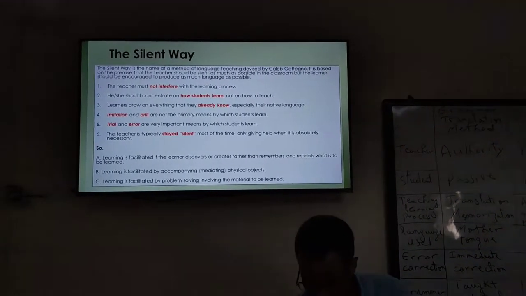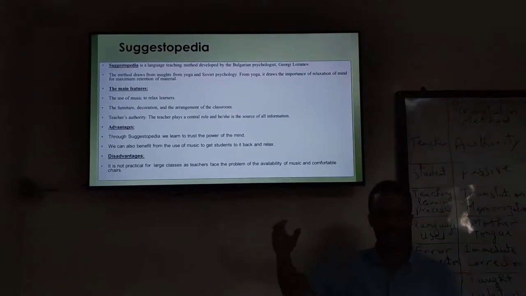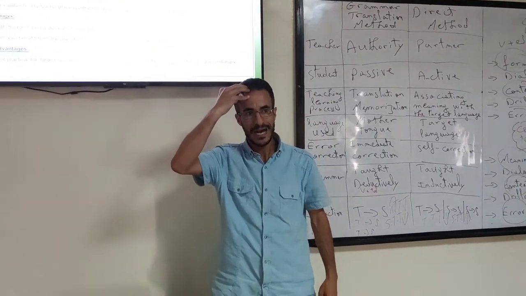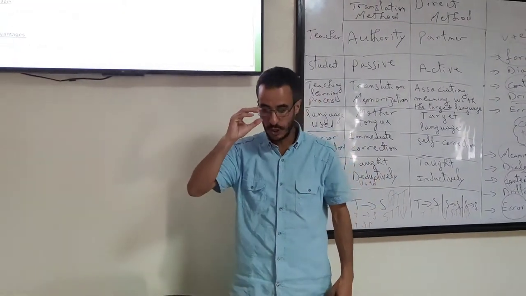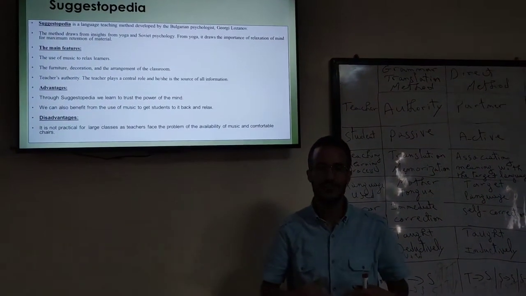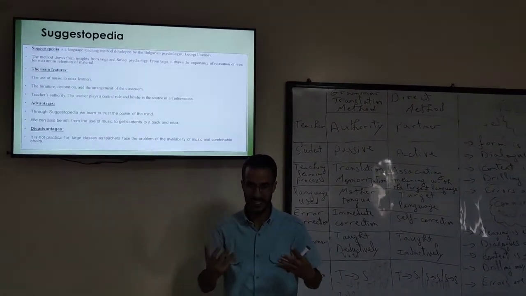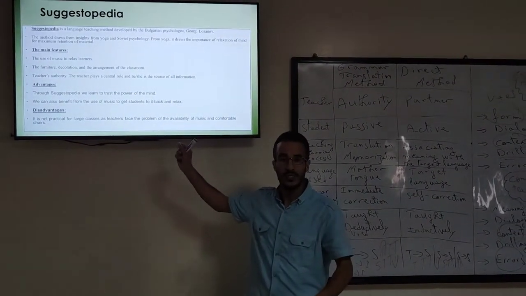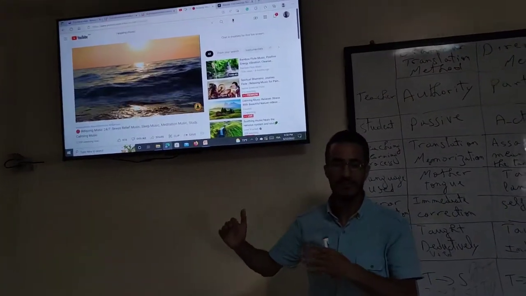Great. The last one is suggestopedia, which means that the most important is the mind. We give more importance to the mind because the mind helps learners learn. And also it is about yoga. So we would like students to relax. If the mind is relaxed, students can learn better. And the best example is when you give students a task and then you use relaxing music. I'm using this relaxing music.